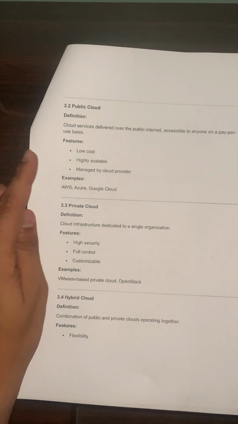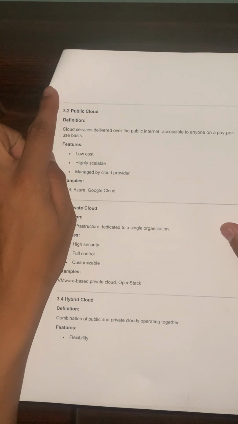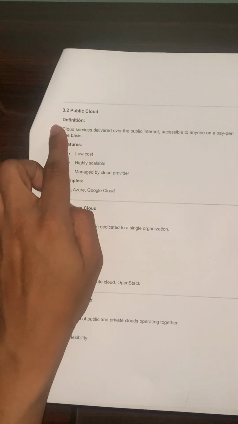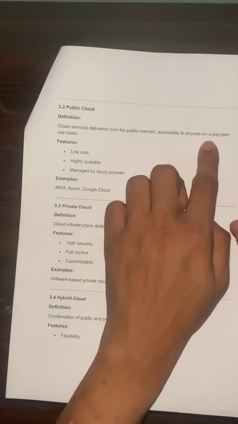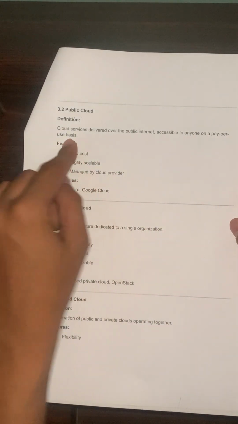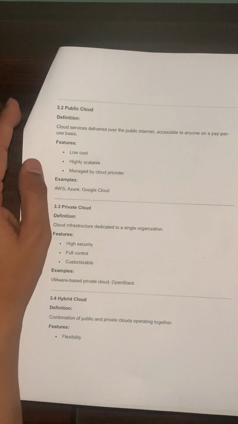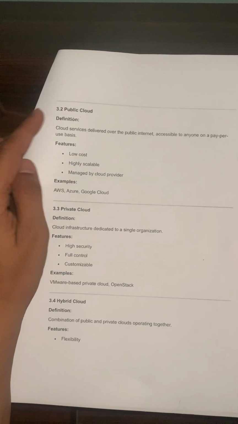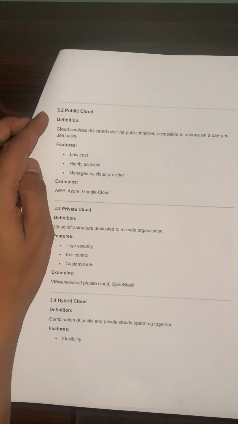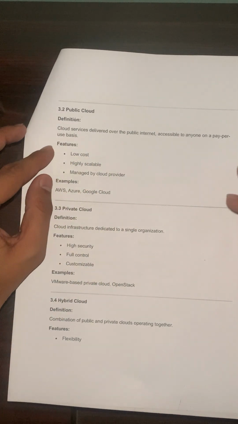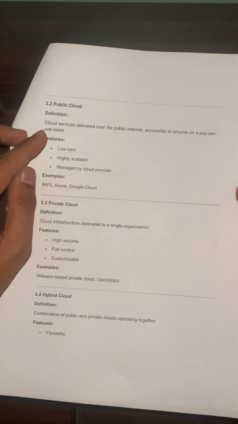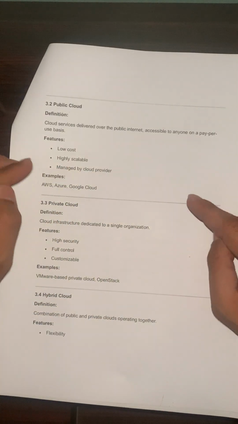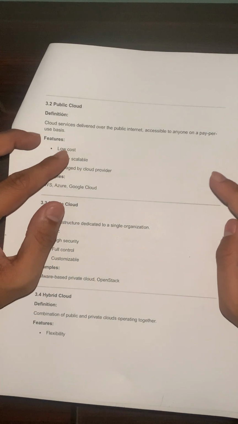So the first one is public cloud. Let's talk about its definition. Cloud services delivered over the public internet, accessible to anyone on a pay-per-use basis. As the definition says, this is a type of cloud service deployment model which is over the public internet, not the private one, and accessible to anyone on a cost basis.